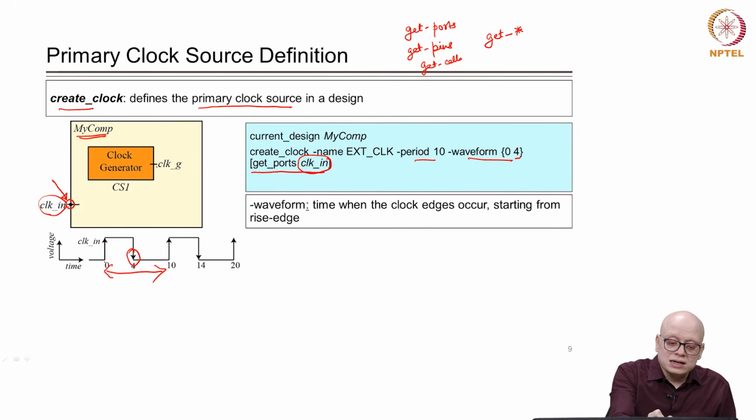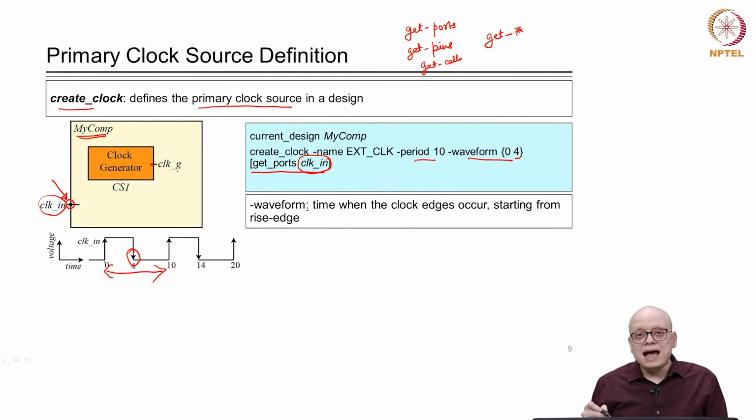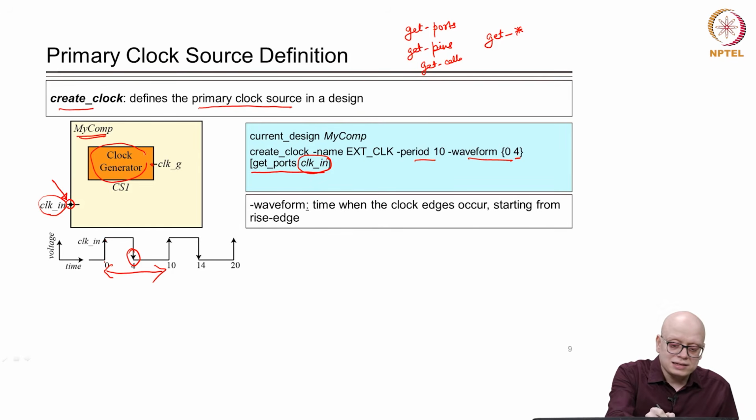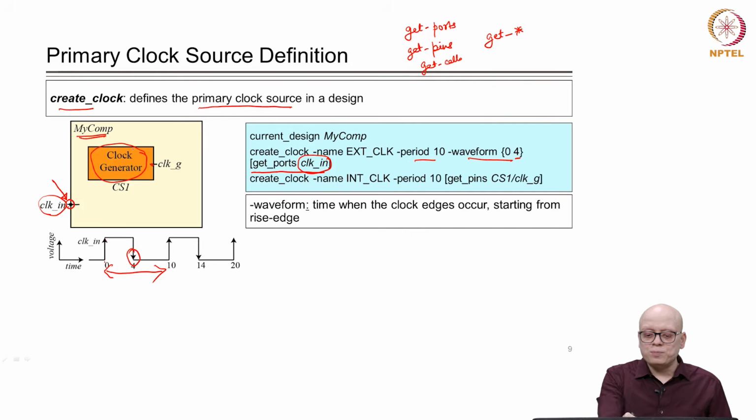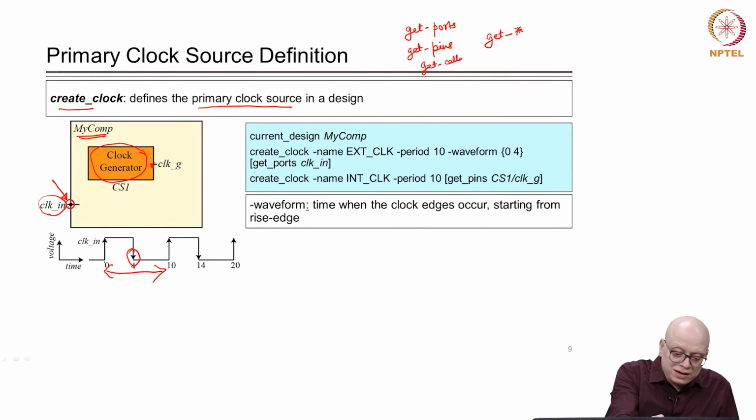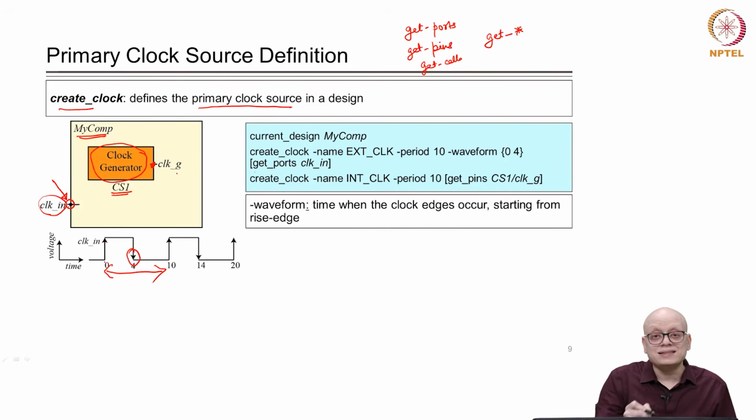Similarly, suppose there is a pin whose name is clock_g, and it is an internal clock. It is generated inside our design itself, and it is a primary clock source, meaning that it is not derived from any other clock source. In that case, we can provide a definition to this pin. The pin name is CS1. CS1 is the name of the instance, and clock_G is the name of the pin.